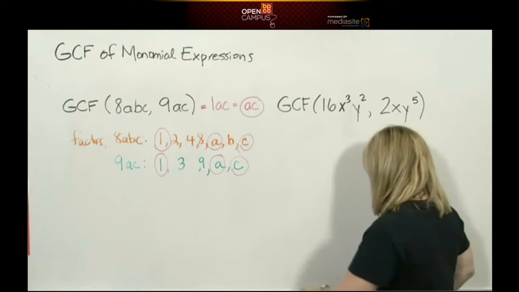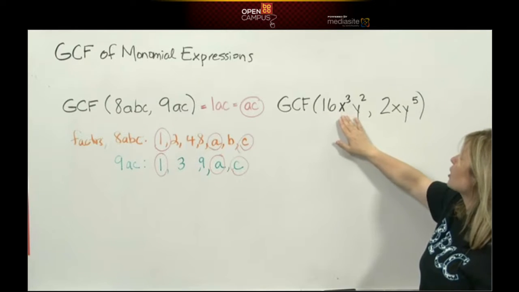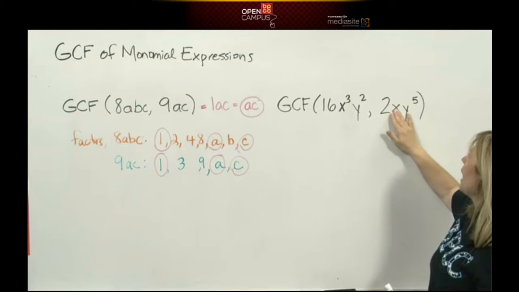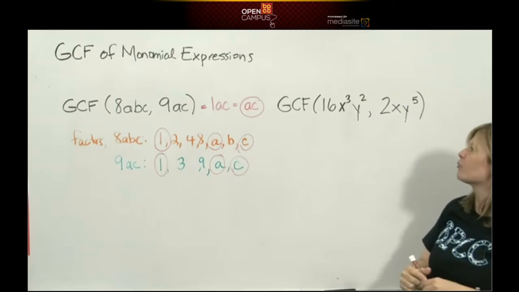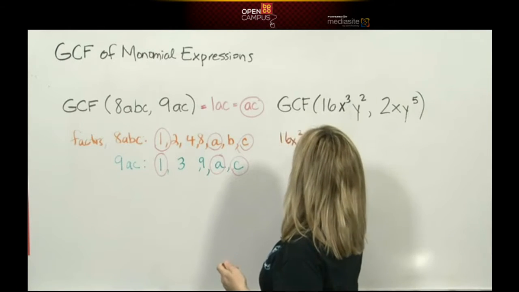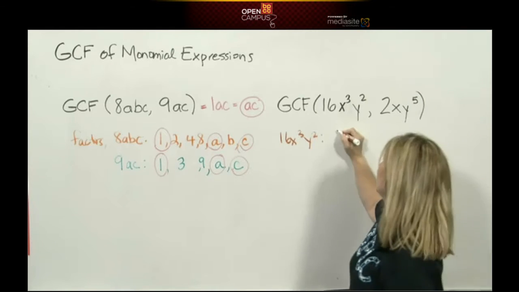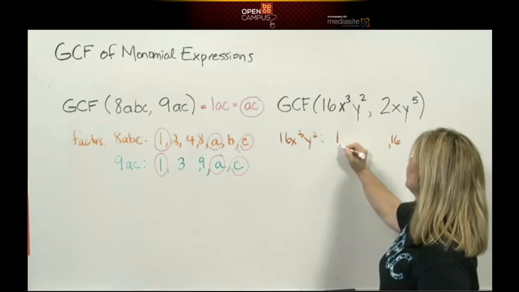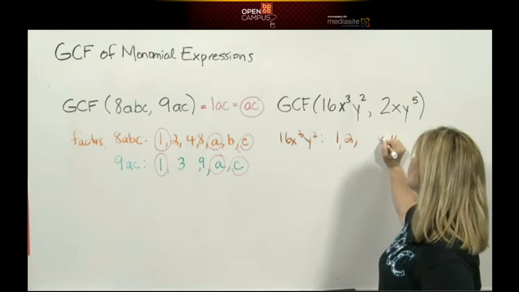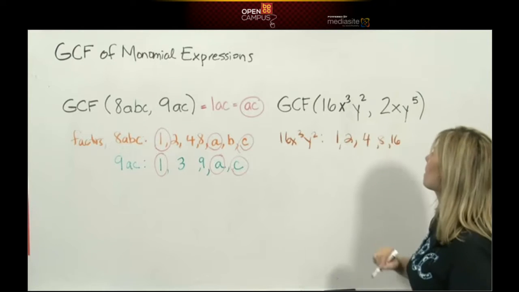All right, let's try one more. I have the algebra expressions, 16x cubed y squared, 2xy to the fifth. So again, if we're listing out our factors, let's start with 16x cubed y squared. What multiplies to 16? Well, that's 1 and 16. It's an even number, so it's 2 and 8. Not a 3, but it is 4 times 4.